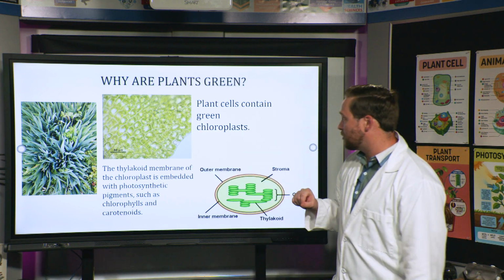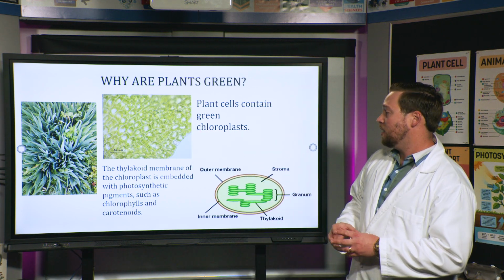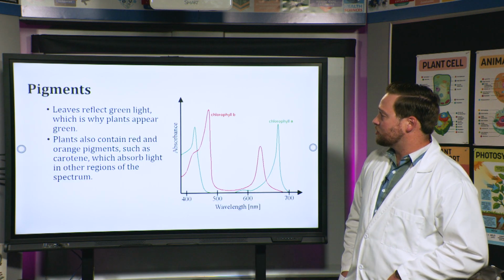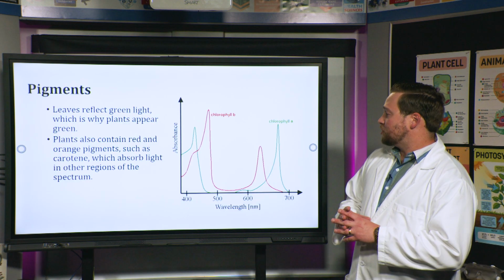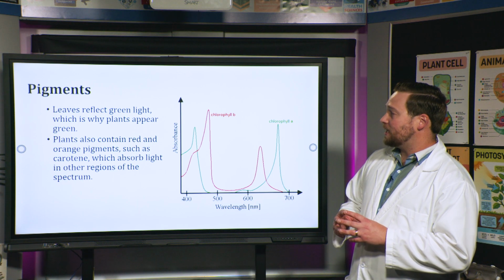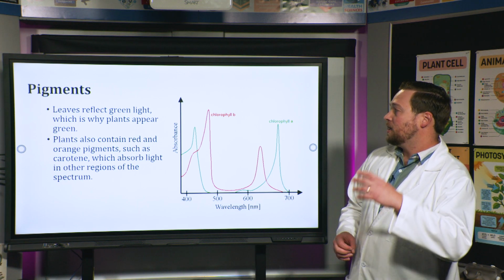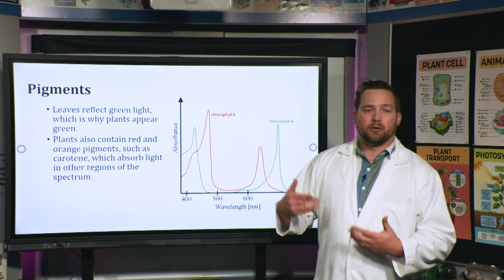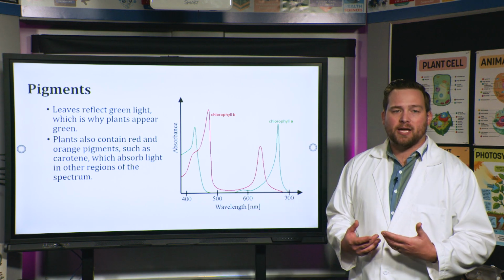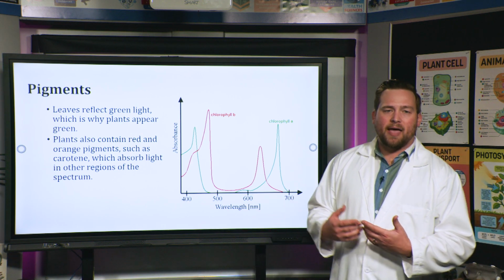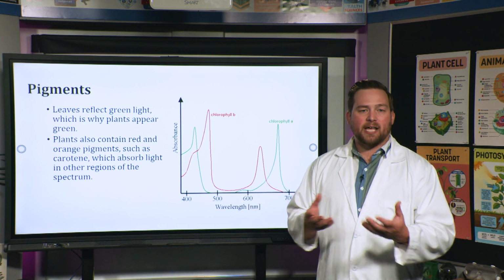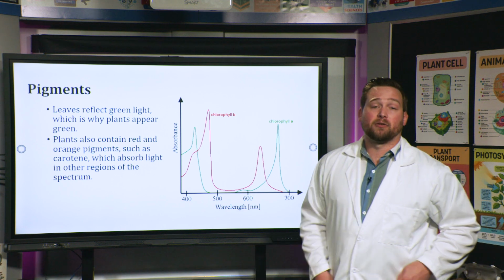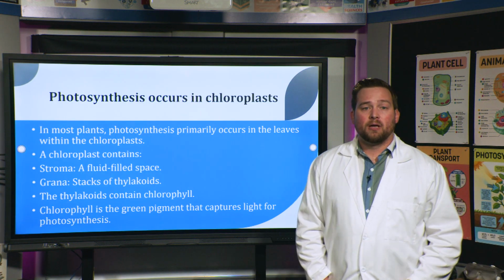That's why those plants are appearing green, because of that chlorophyll. Okay, and we're going to talk about the different parts of this chloroplast here in just a moment. So let's just real quick hammer in that information about the pigments. The leaves reflect green light, which is why plants appear green, and plants also contain red and orange pigments, and they absorb light at different wavelengths, and that's why some plants have different colors other than green.